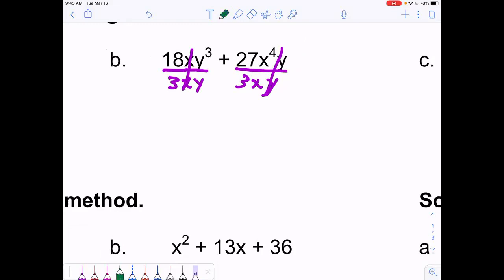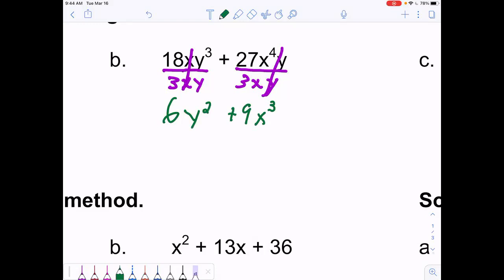So 18 divided by 3 gives you 6. If you had 3 Y's on top, 1 below, that's going to give you 2 Y squared. 27 divided by 3 is going to give you 9. And then 4 X's on top, 1 below is going to give you 3. Now, if we look at the numbers here, 6 and 9, can those be factored any further?